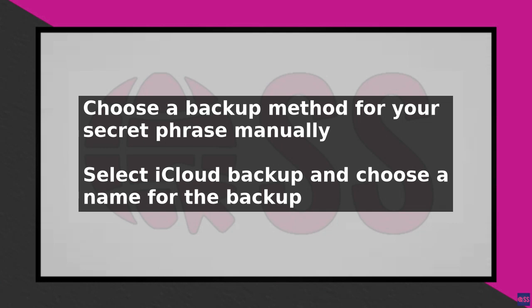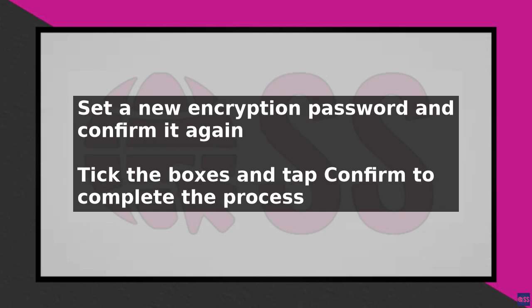Then, set a new password for your wallet and tap on the Set Encryption Password option. Confirm the password by typing it in again, and then tick the 2 boxes and tap Confirm. This will complete the process of creating a new multi-chain wallet on Trust Wallet.